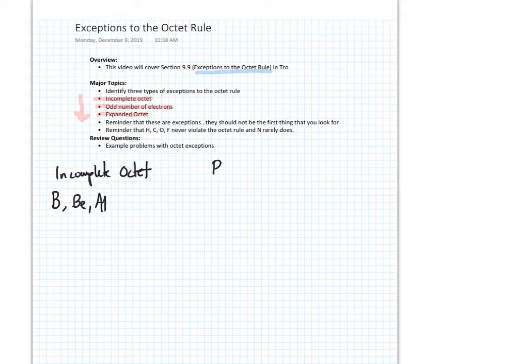I'll give you an example of this. Beryllium dihydride. That's a real molecule. And the Lewis structure looks like this. Hydrogen only has 1 valence electron, beryllium only has 2 valence electrons, and you end up with a Lewis structure where you only have 4 electrons around the central atom. There's no other way to write this. There's only 4 total electrons, so you have an incomplete octet.